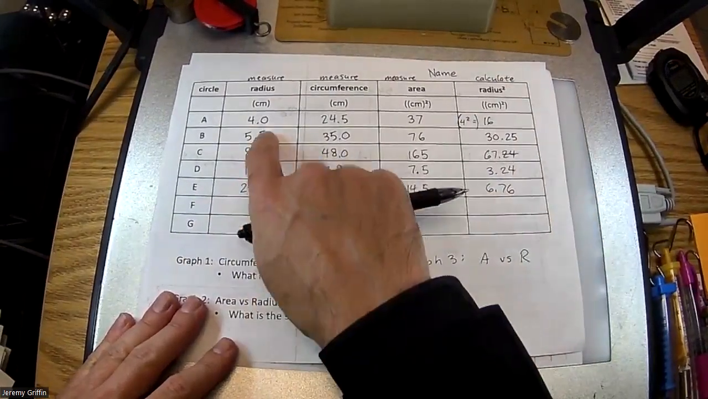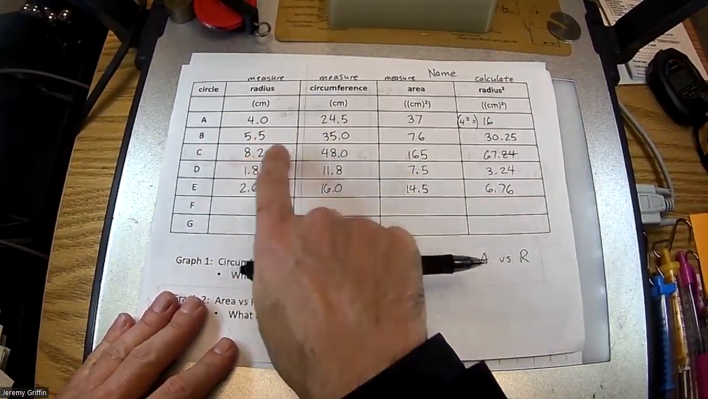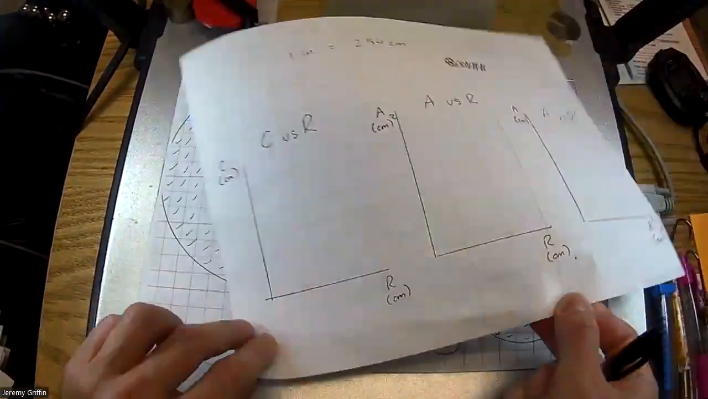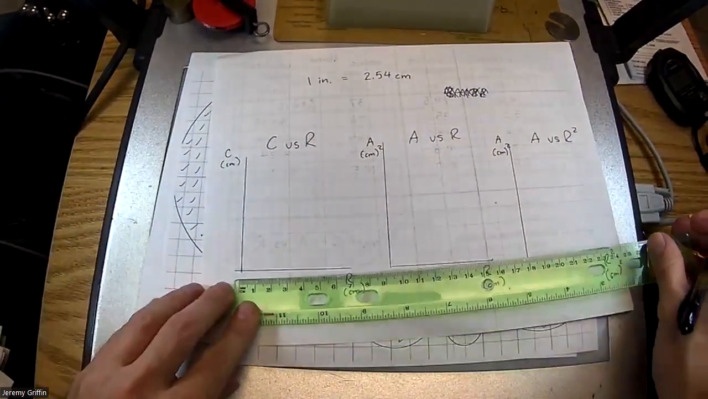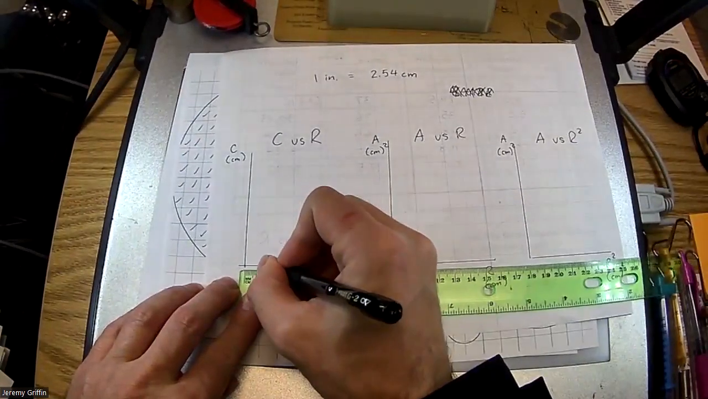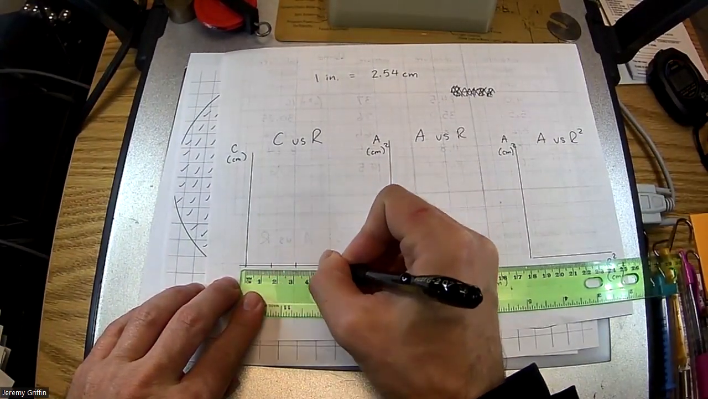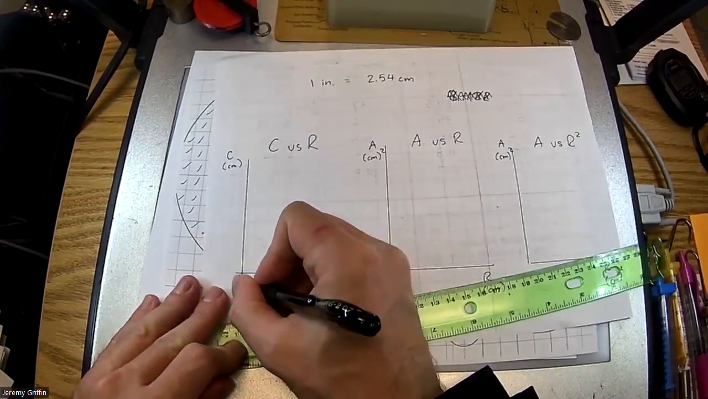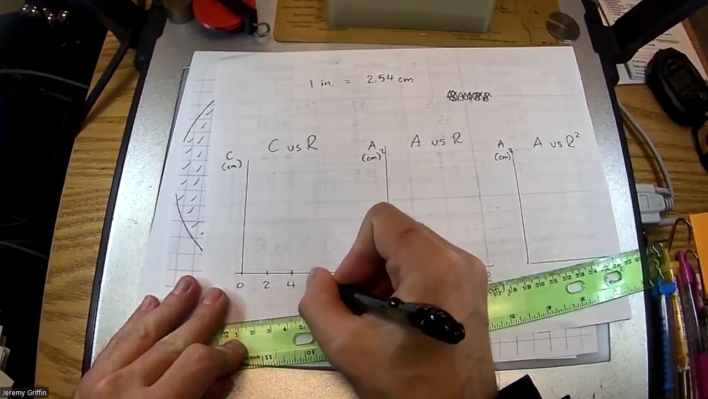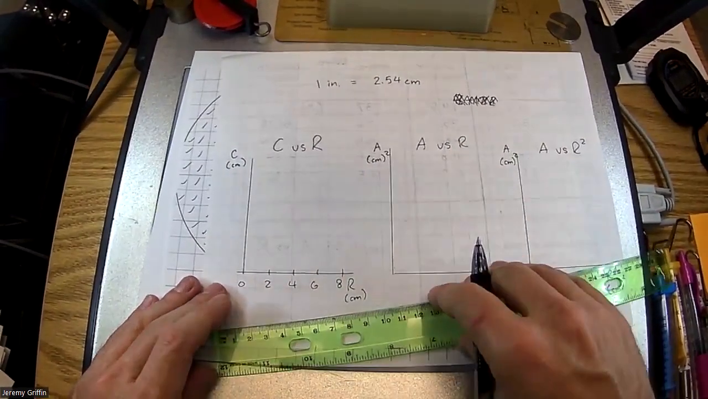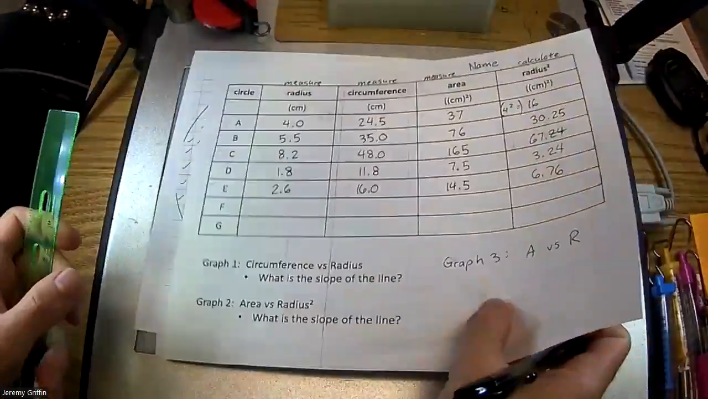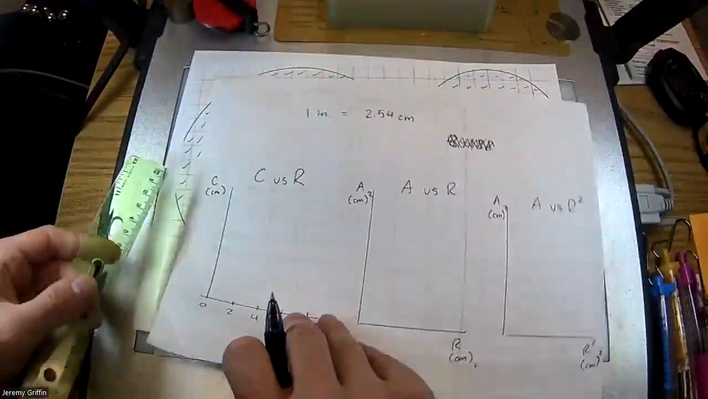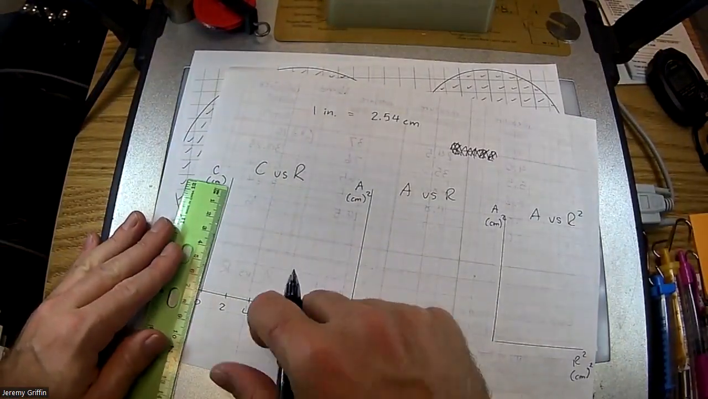What's my largest radius? Looks like 8. My largest circumference is 48, right? So I'll scale radius up. Let's see what we've got to work with here. Let's go 2, 4, 6, 8. How about that? 0, 2, 4, 6, 8. If you guys have bigger circles, it's going to go larger than that too. My largest circumference is 48 centimeters, I should say.